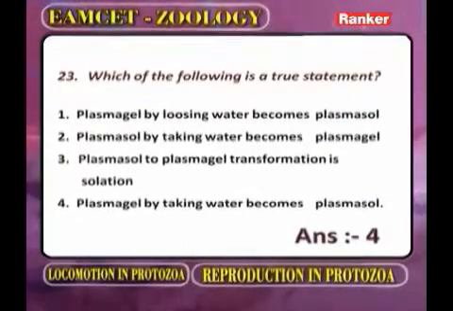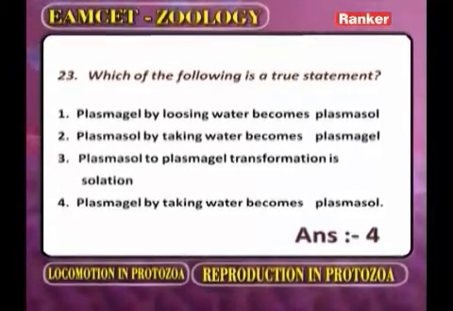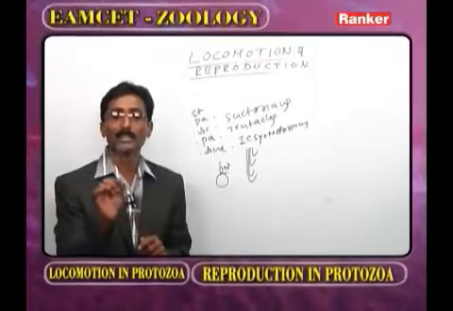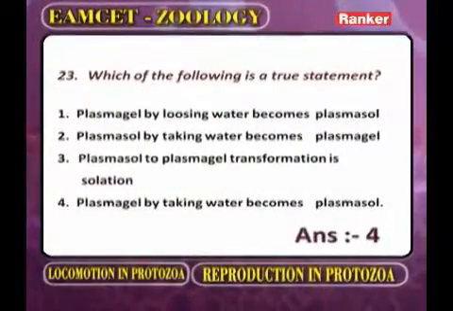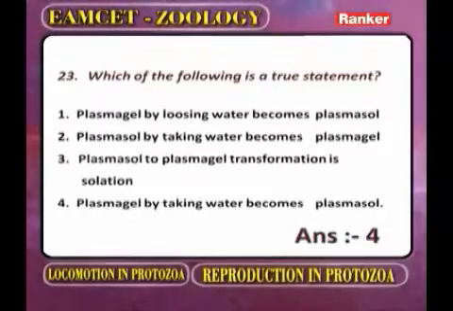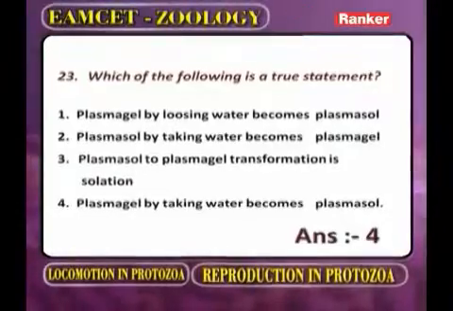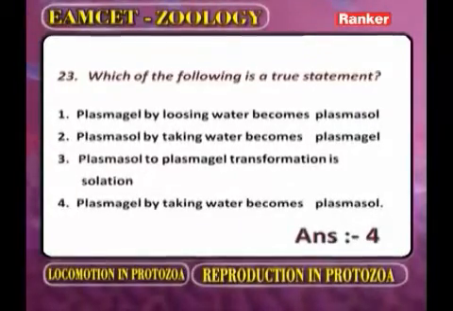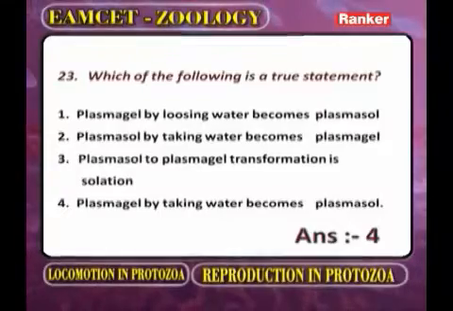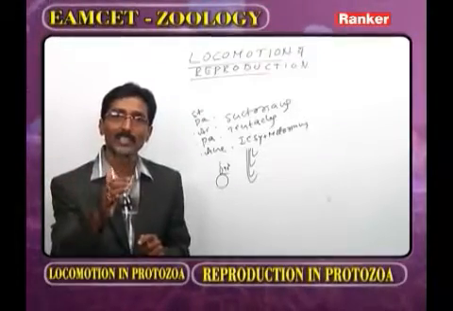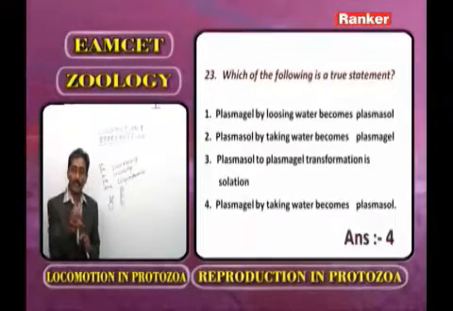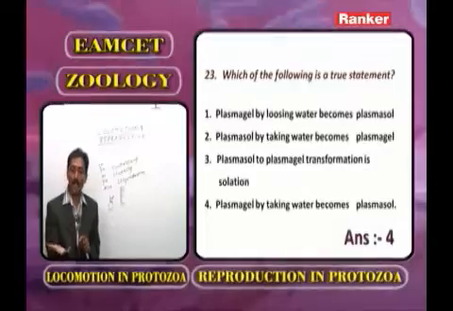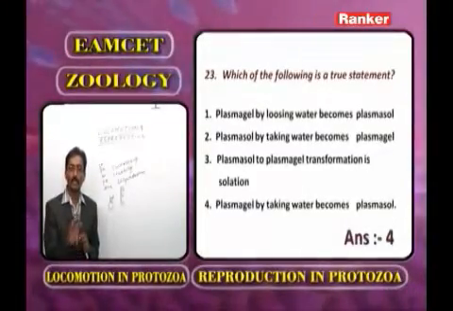Which of the following is a true statement? Plasma gel losing water becomes plasma sol, that is wrong. Second, plasma sol taking water becomes plasma gel, that is also wrong. Plasma sol to plasma gel transformation is solation, wrong. Sol becoming gel is called gelation. Gel becoming sol is called solation. Plasma gel absorbs water and becomes sol. That fourth statement is the correct one. Now we go to the next question.